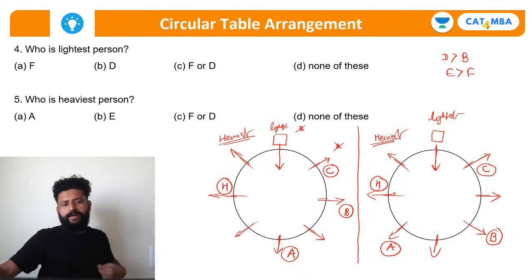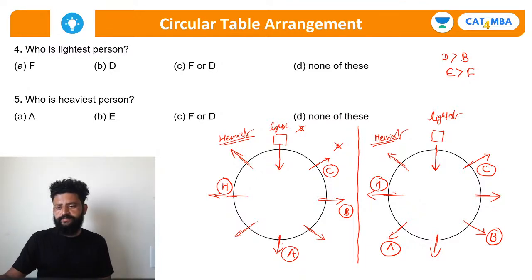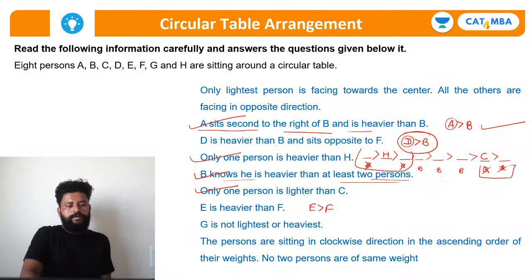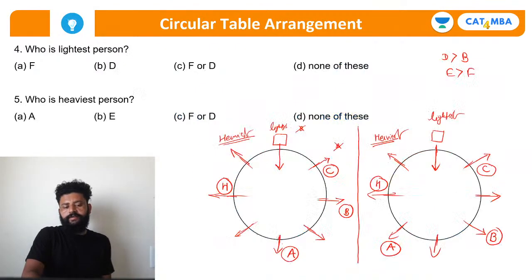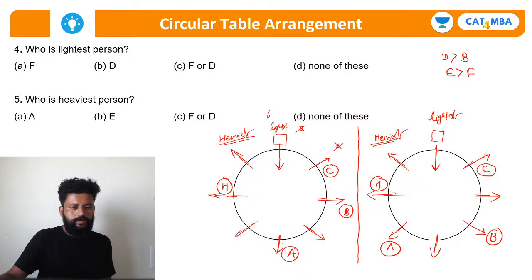So who can be the heaviest person? D is not going to be the heaviest, F is not going to be the heaviest person. So F must be somewhere in between. Out of these 3, F is there. Then in these possibilities, F has 3 places, right? Then G is neither the lightest nor the heaviest. So here it cannot be G. Here it cannot.